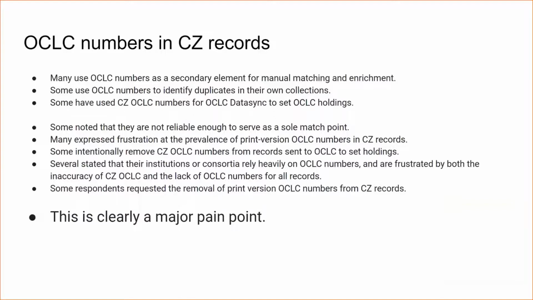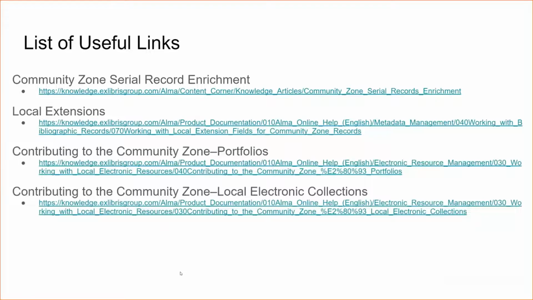And along with alternatives for managing any institution-specific data that you might wish to reflect in community zone records. So with that, that is the end of our presentation, and we have one more slide here, which, as Galen mentioned at the beginning of the presentation, is a list of useful links that you may want to refer to later, documentation that you may wish to review. The documentation covers community zone serial record enrichments and how those occur, using local extensions, which Elizabeth demonstrated, contributing community zone portfolios, and contributing community zone local electronic collections, both of which Elizabeth also walked through.